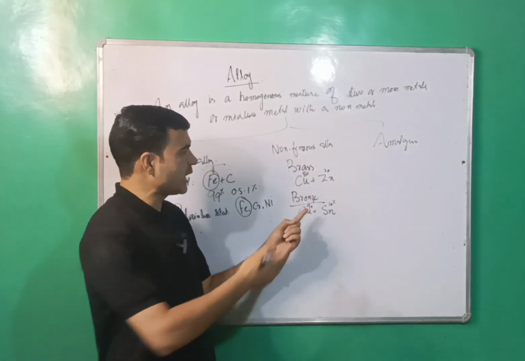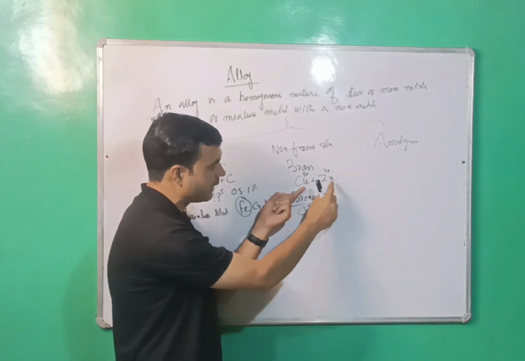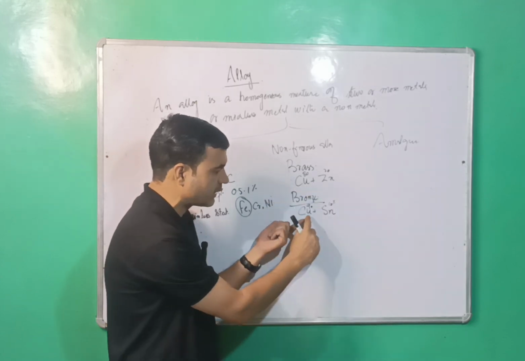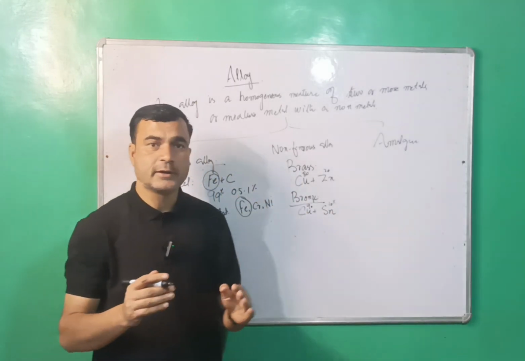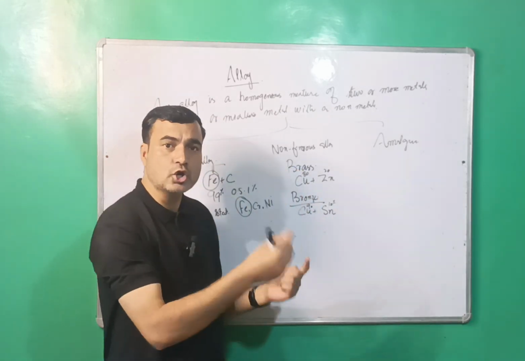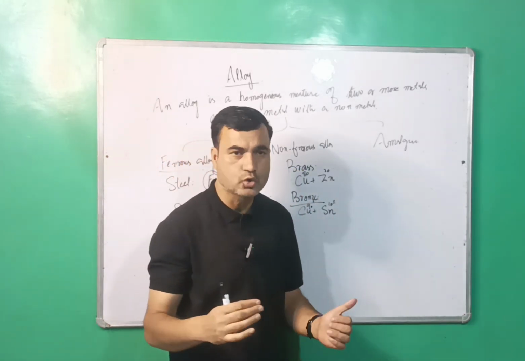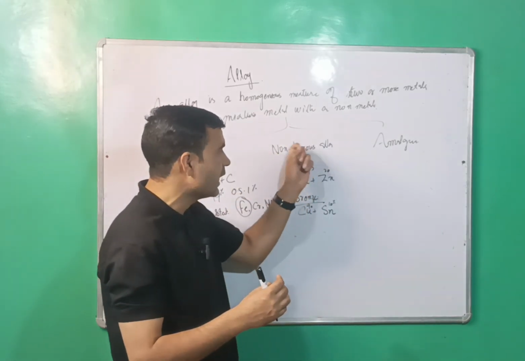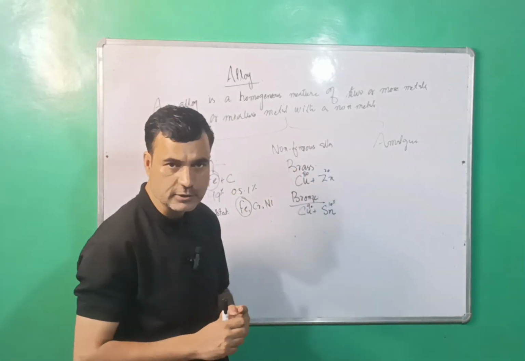Listen, these two types of alloys, brass and bronze, are alloys which contain copper. One contains copper and zinc, another contains copper and tin. In both cases, there isn't any sort of iron. So those alloys which do not contain iron as one of their constituents are called non-ferrous alloys. One example is brass and another is bronze.